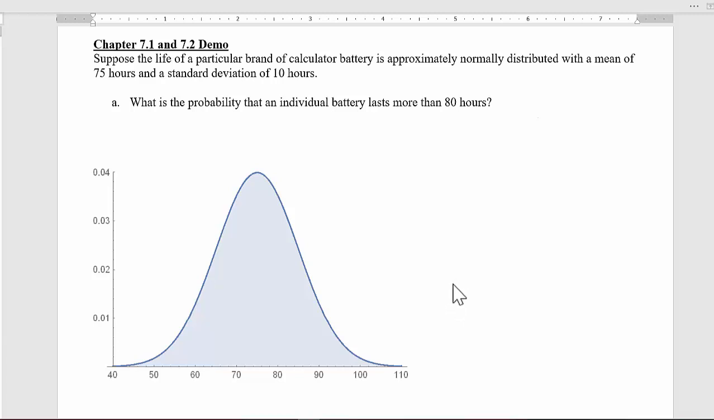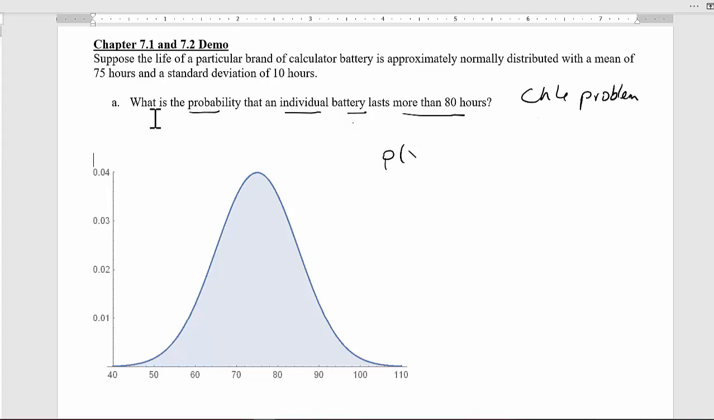So let's start with something we know how to do already. Suppose the life of a particular brand of calculator battery is approximately normally distributed with a mean of 75 hours and a standard deviation of 10 hours. What's the probability that an individual battery lasts more than 80 hours? So this should sound like a Chapter 6 problem. We know how to do this.